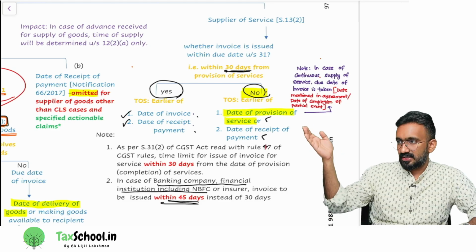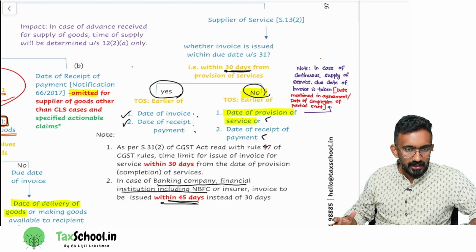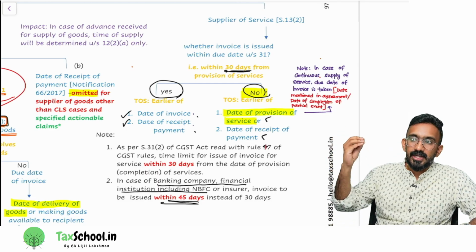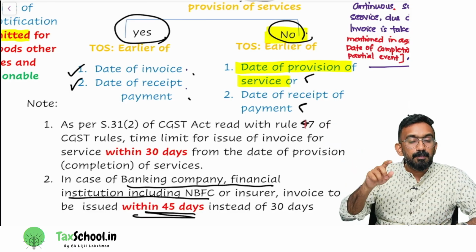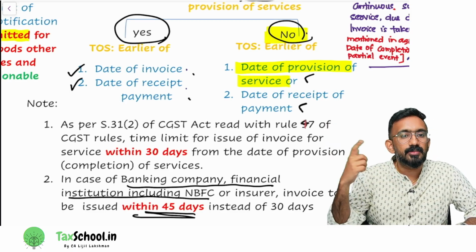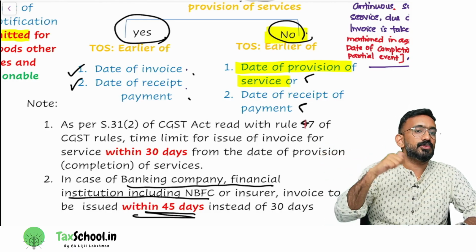So they're saying that suppose I issued invoice within 30 days from the completion date. My time of supply would be date of invoice or date of receipt of payment, right? If the answer is yes. Suppose I got the money as advance. What will be the earlier date? It will be the date of receipt of payment. So advance date would be the time of supply.